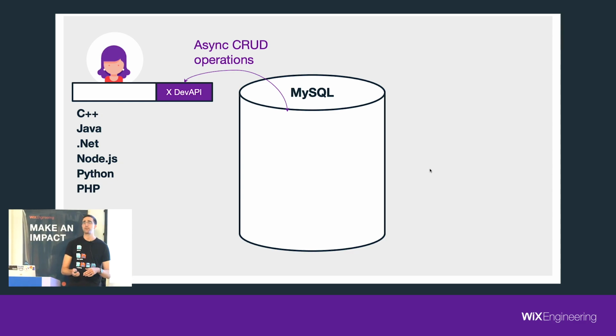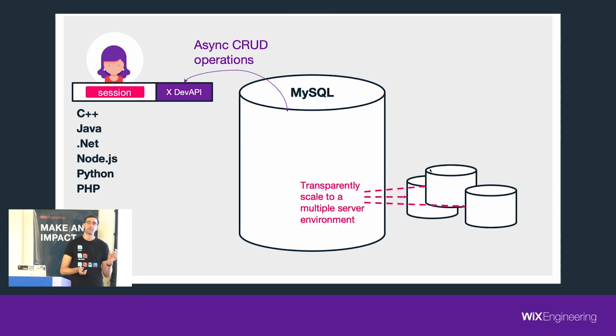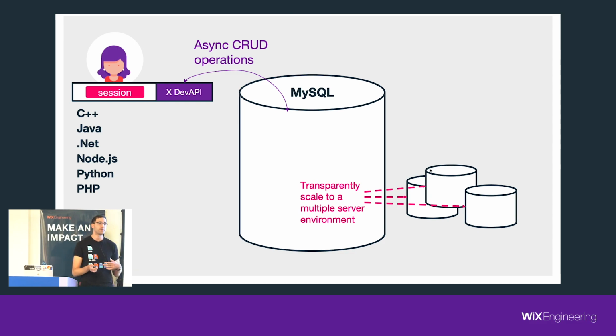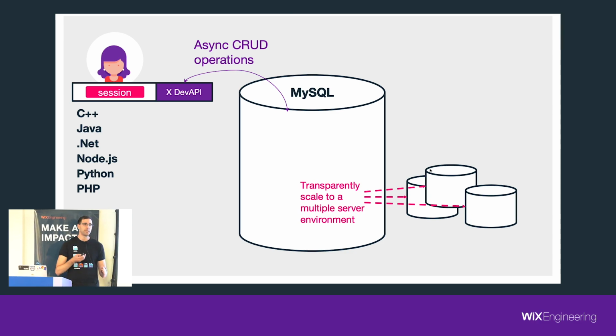Now, we could also use the X DevAPI and use a subset of it, the session API, to transparently scale MySQL from one server to multiple servers in our environment, which is really nice, because if I wanted to do it on a regular basis, not using the X DevAPI, I would have had to create another server and connect it by hand or by an automation. This X DevAPI envelops this feature, which is also part of the new features.